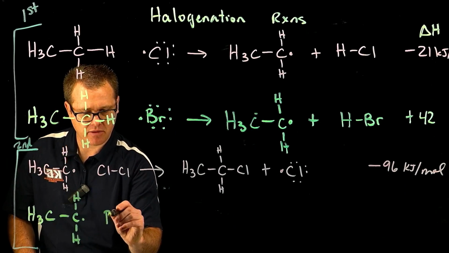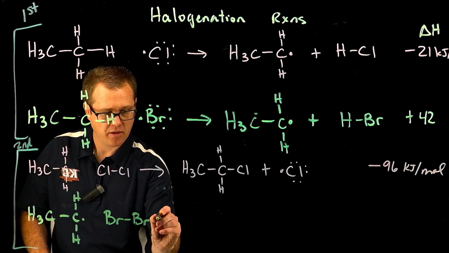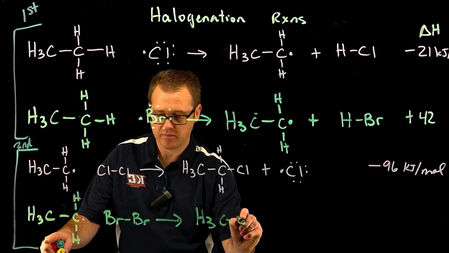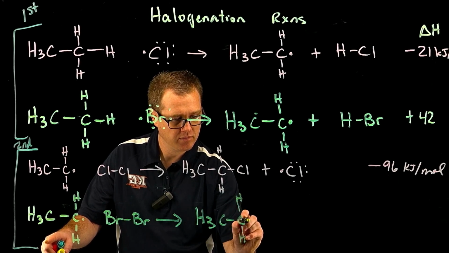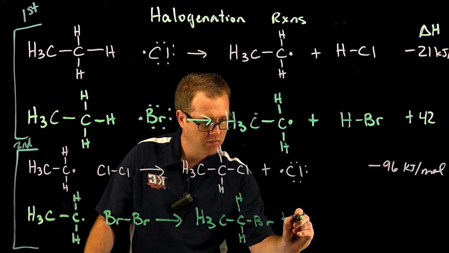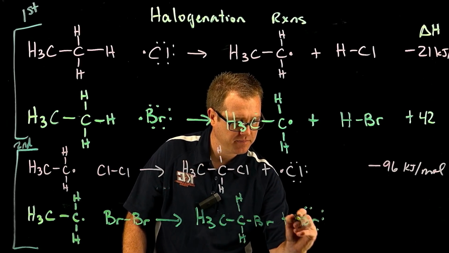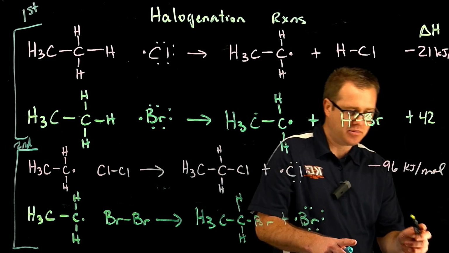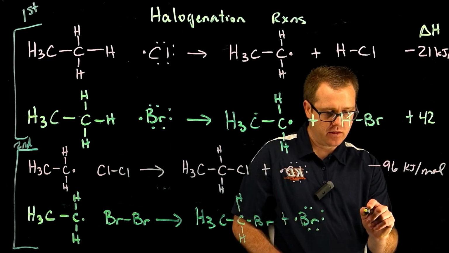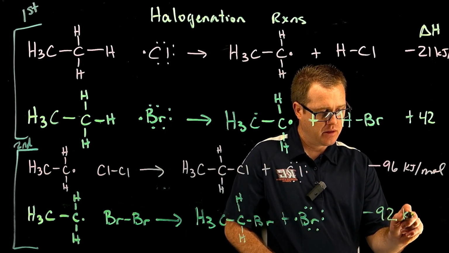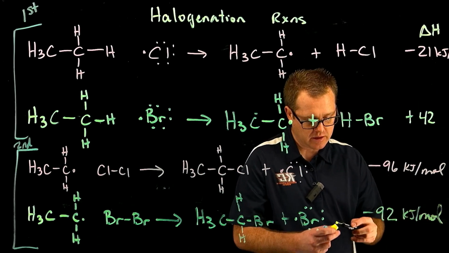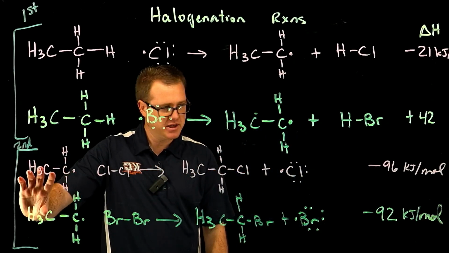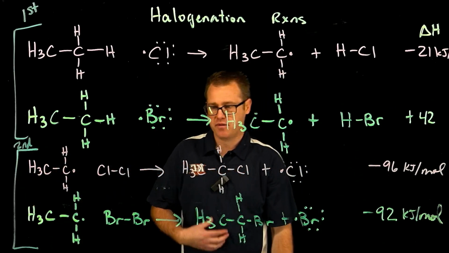Radical, and now we're treating that with bromine. So that's going to give us another radical. Now that process is going to be negative 92 kilojoules per mole. So both of those, in the second propagation step, both are exothermic and are favorable.